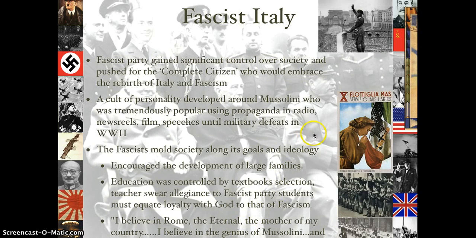So gaining a little bit more specifics, the fascists pushed for what was called the complete citizen. This person would have re-embraced these ideas of fascism. Essentially, there was this cult-like idea around Mussolini, who was a powerful speaker, and people really liked that, and fascism would mold society along its ideals. So women, you have large families and kids, you get propaganda in school so that the nation controls textbooks, and teachers have to swear loyalty to the party, and people should say, "I believe in Rome, the eternal, the mother of my country. I believe in the genius of Mussolini and the resurrection of the empire." There's a famous other saying, "Mussolini is always right."